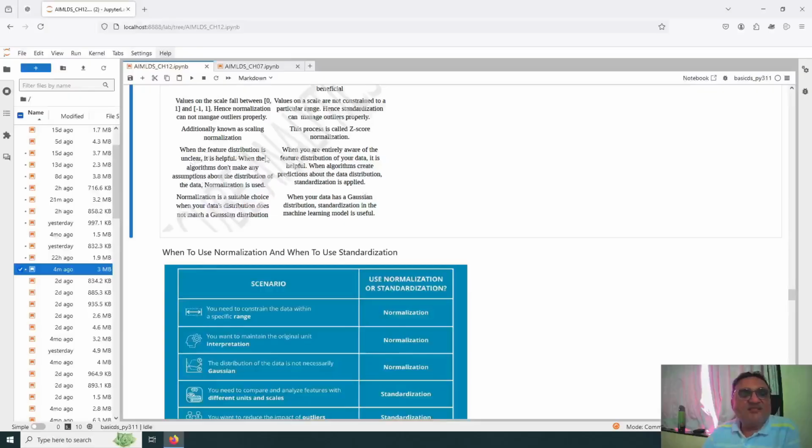Then, when feature distribution is unclear, normalization is helpful. And when the algorithm is not making any assumption about the distribution of the data, then normalization is used. And many modern-day algorithms like random forest or XGBoost are this kind of algorithm.